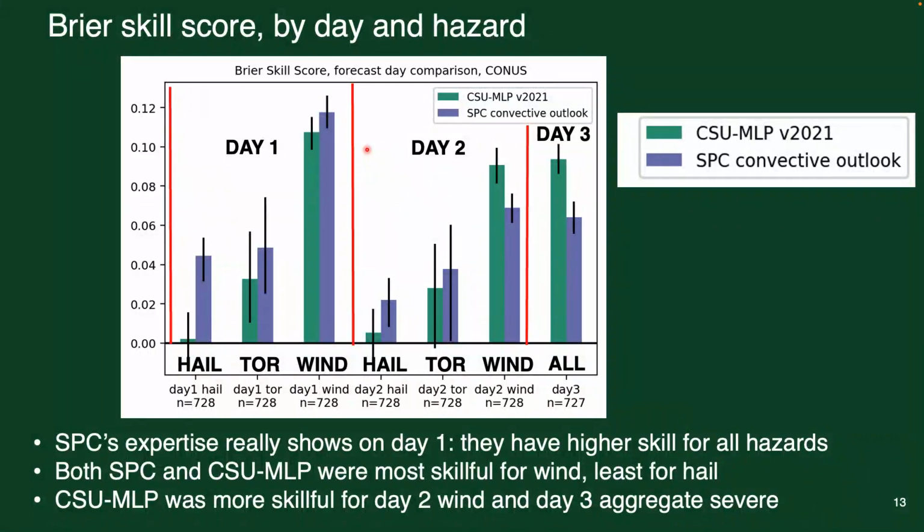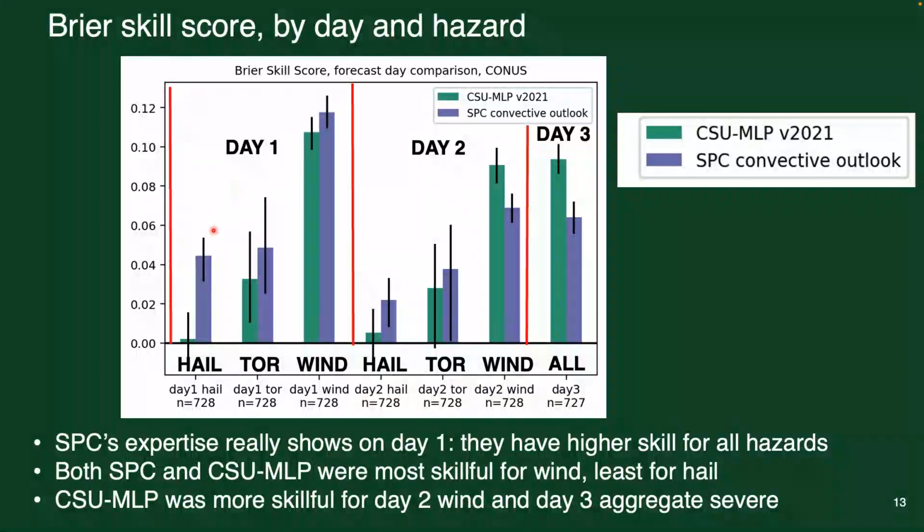So just to look at aggregate statistics, this is Brier skill score with respect to a varying daily climatology. So it's a pretty tough test for the forecast. Higher numbers are better. Machine learning system in green, and the SPC convective outlooks in purple. So on day 1, the SPC outlooks are better across the board.